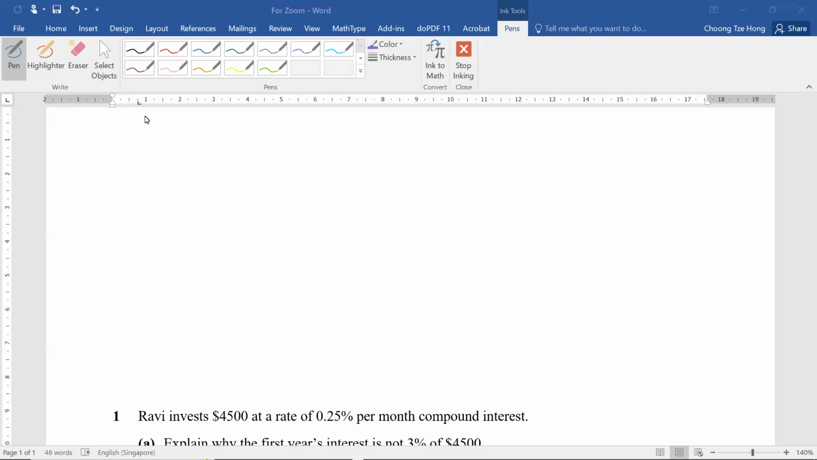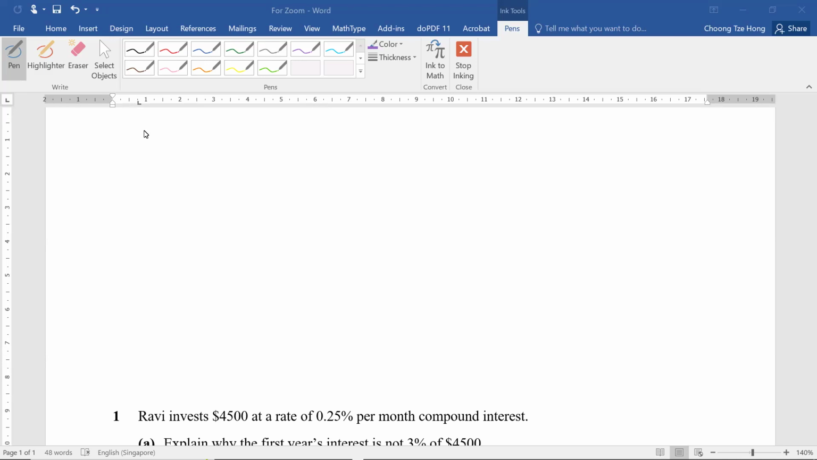Hi students, in this video I'll be going through the 2023 O-Level Mathematics Paper 1 question 5. This is a question regarding simple interest and compound interest. Before I go through the question, I would like to do a recap on the difference between simple interest and compound interest.